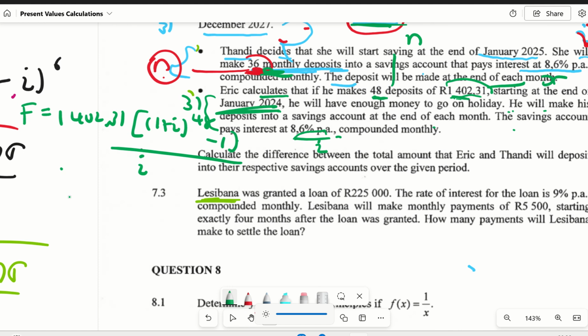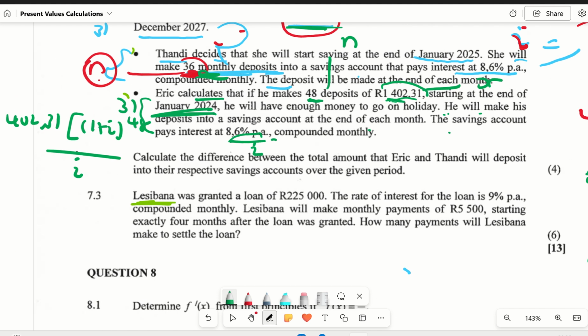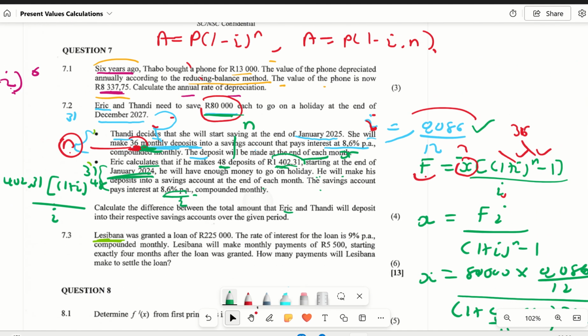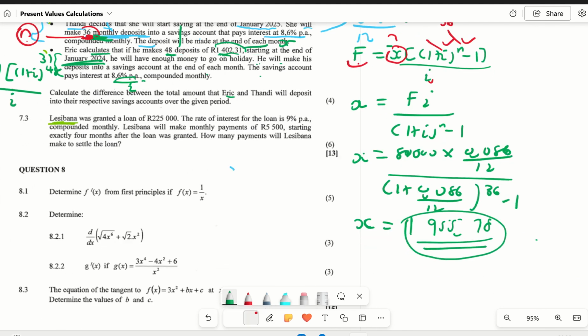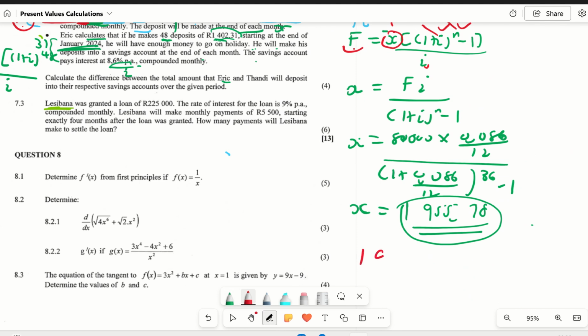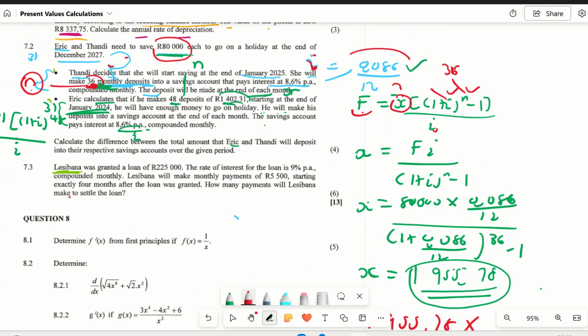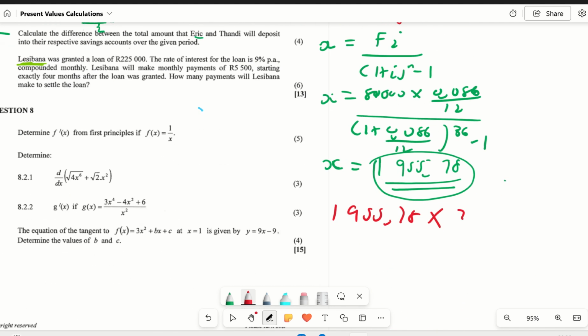Okay, let's read the question. So this question will give us more light. Calculate the difference between the total that Eric and Tandy will deposit into their respective savings over the period. So they're asking to calculate the difference between the total amounts. The total amount for Tandy: this amount already calculated is the X for Tandy. We're just going to go 1955.78 times how many payments does Tandy make? She makes 36 payments. So we're just looking at the total payment she makes. You guys multiply this by 36 and tell me the answer.